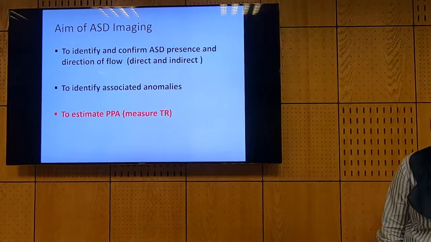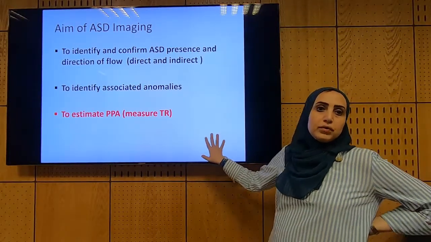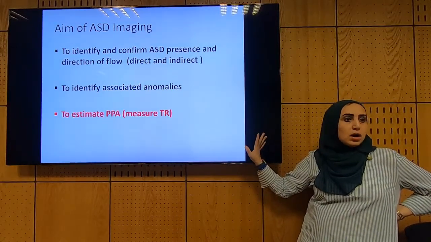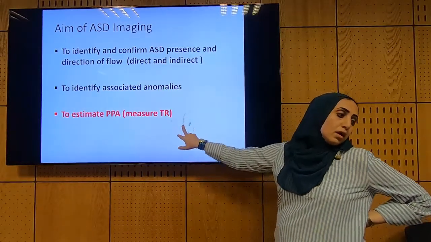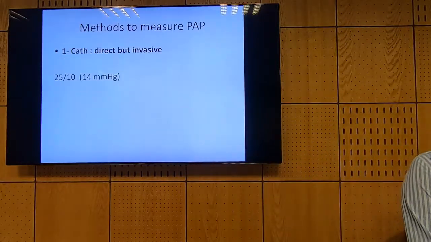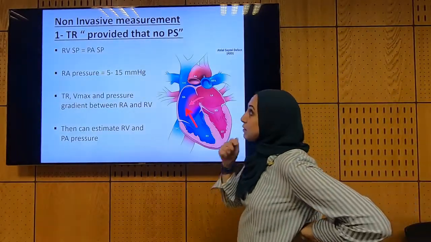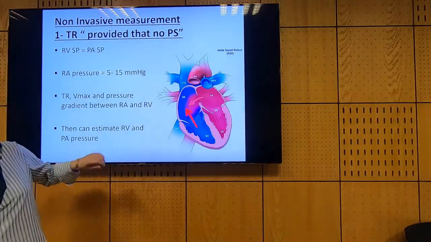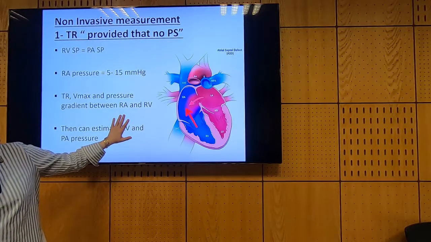Okay, we will come to the last point, to estimate the pulmonary artery pressure. Actually, if you are a surgeon or a cardiologist, you have to ask about the TR, and we will understand why we measure the TR. We had it in the previous lecture that there is something called the Bernoulli equation, right? Do you remember what the Bernoulli equation is?